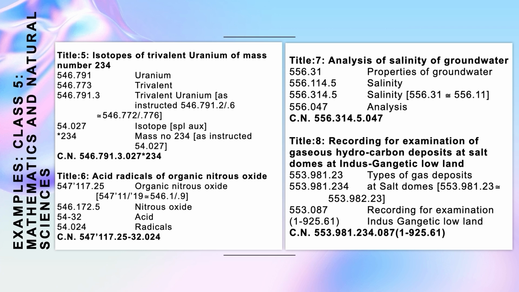Next, title 7: the analysis of salinity of groundwater. 556.31 is properties of groundwater, then 556.114.5 is salinity, and 556.314.5 is the salinity of groundwater. Actually there is an instruction that 556.31 is subdivided as 556.11, and analysis is in the special auxiliary, that is .047 under 556.